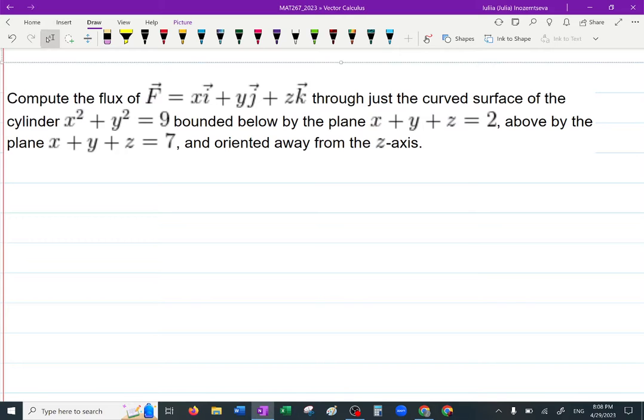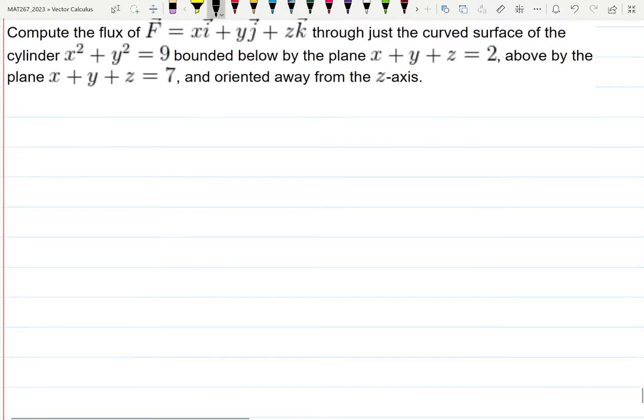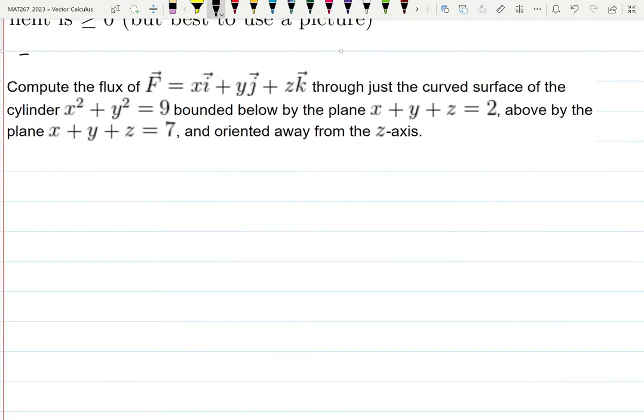I want to go over this example and explain some important details I think are confusing for students when we talk about flux. Example: compute the flux of F equals x plus y plus z. I like to start writing it down in a more beautiful form. I like organizing my information.